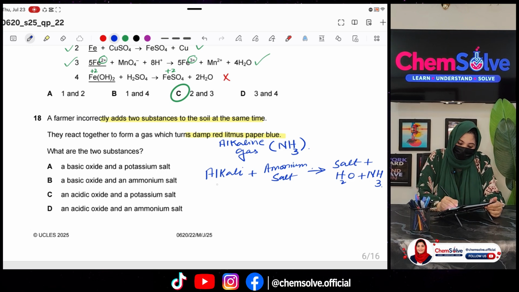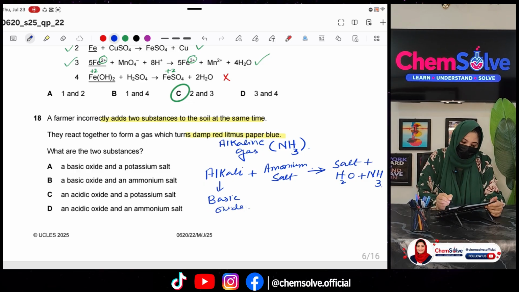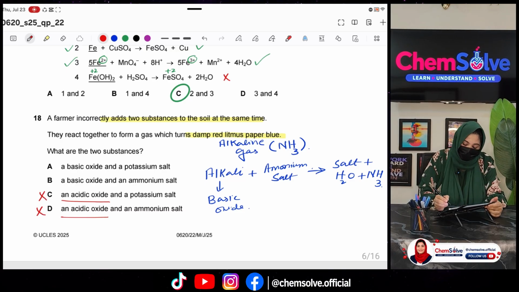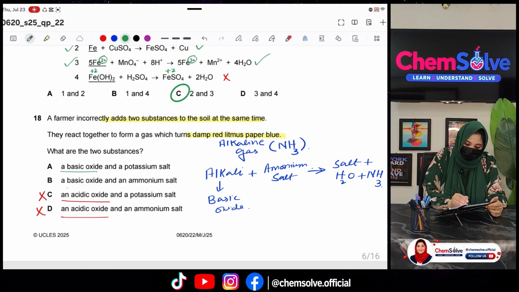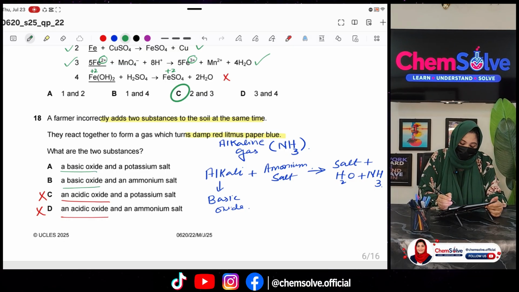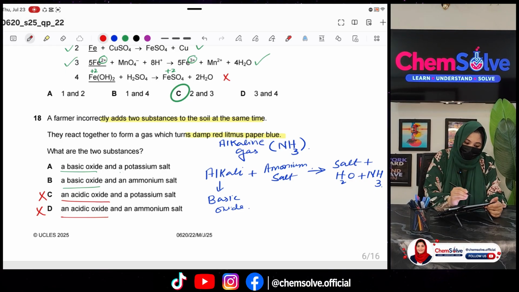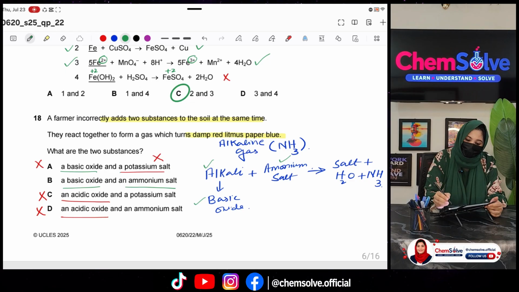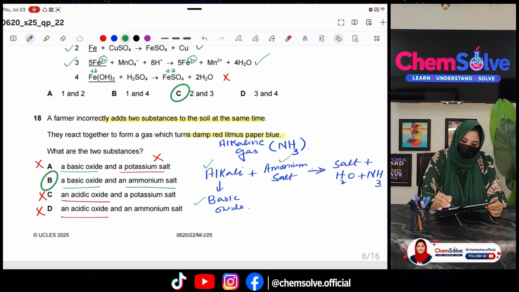Okay, alkali is actually a basic oxide. And here in options C and D, it says acidic oxide. So this is incorrect. We should select between basic oxides. So one of A or B should be the correct answer. React with the potassium salt, not at all. It reacts with the ammonium salt. So this is incorrect. And it says ammonium salt, yes. Alkali, basic oxide and ammonium salt. So option B is the correct option.